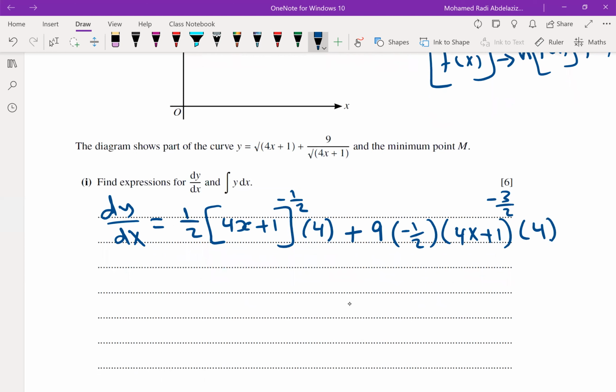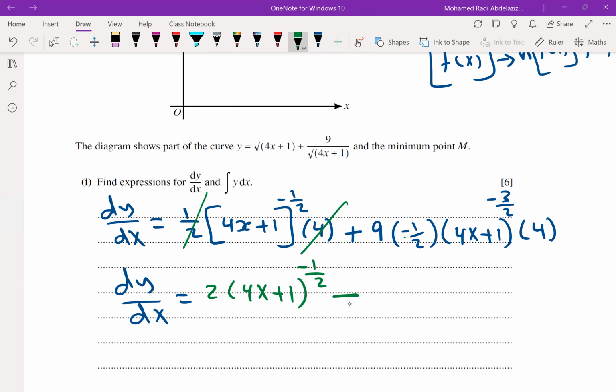You can simplify. dy by dx is equal to half times 4, which is 2, times (4x + 1) all to the power of negative half. Simplify, the sign is negative. Half of 4 will be 2, and 2 times 9 is 18, multiplied by (4x + 1) all to the power of negative 3 over 2.